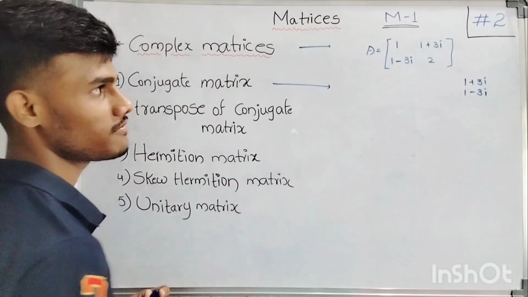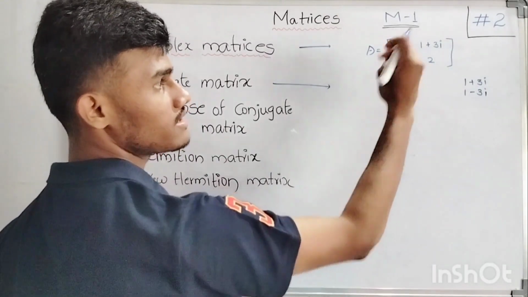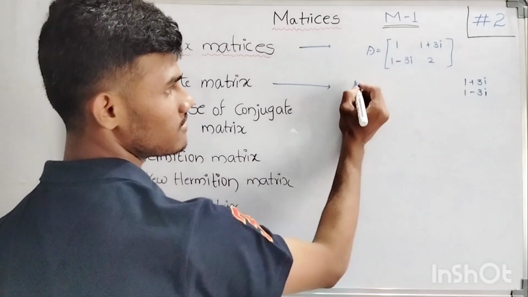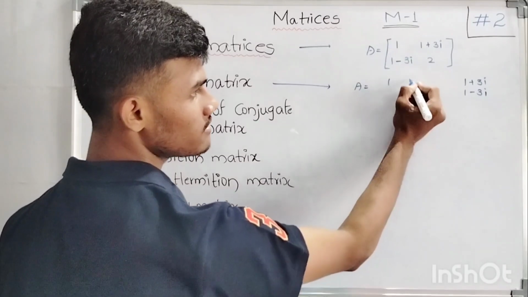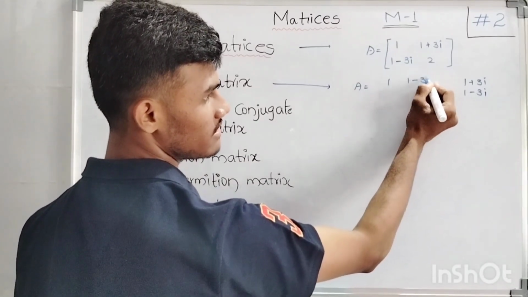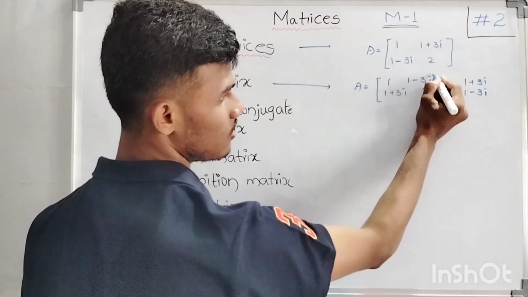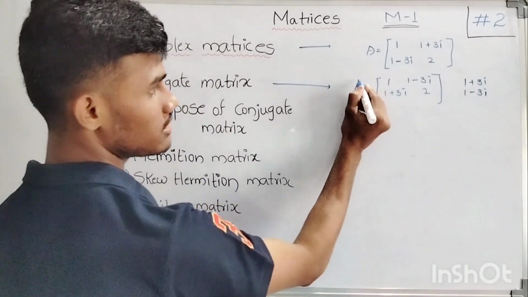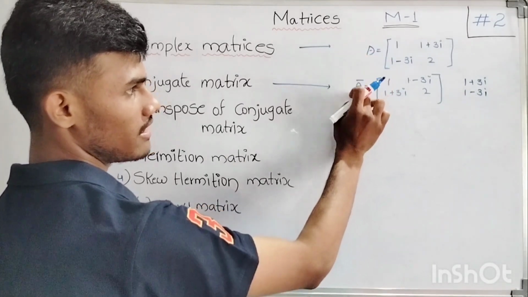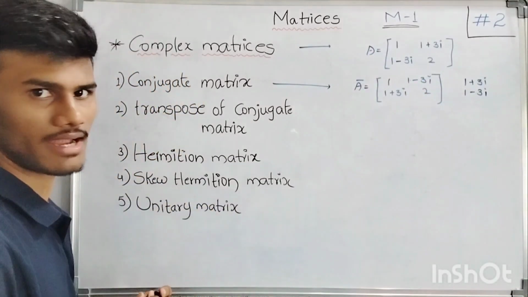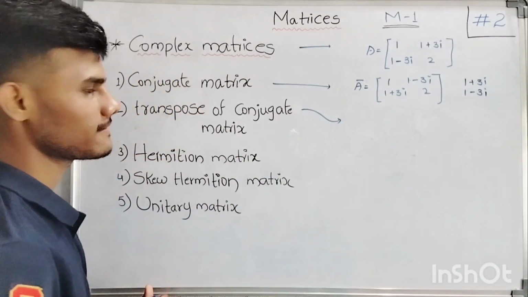Then what is the conjugate of a matrix? In the imaginary numbers here, we have to write the conjugate of each imaginary number. For example, what is the conjugate of this matrix A? Conjugate of matrix: 1 minus 3i, 1 plus 3i and 2. This is the conjugate of the matrix, and it is denoted by A bar. This is A. Then A bar is equal to the conjugate of the given matrix. Okay. Then next, what is meant by the transpose of a conjugate matrix?